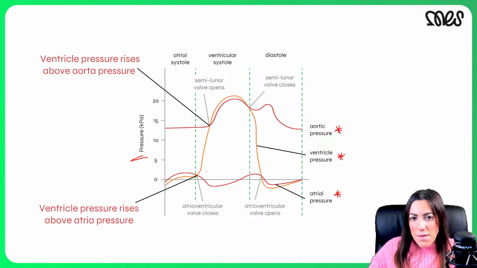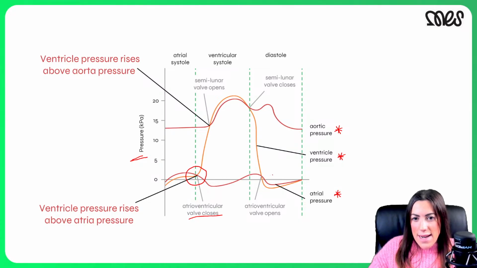Now let's have a look. Let's look at this point here. In the exam, they could ask you what happens at that point. And you have to look at the pressures to figure out what would happen at that point. Now I'm hoping you can see in the bit that I've circled, the orange line, which is the ventricular pressure, is going above the atrial pressure. So we've got pressure in the ventricle higher than pressure in the atrium. So what's going to happen? The AV valve is going to close because the pressure in the ventricle is higher.